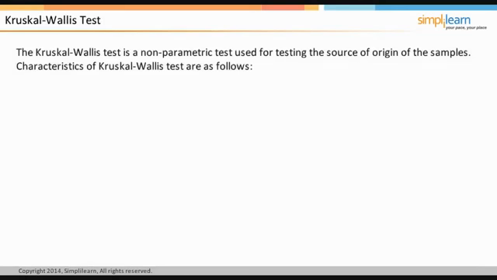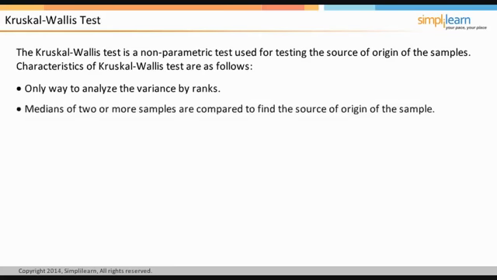In this screen, we will learn about the Kruskal-Wallis test. The Kruskal-Wallis test is named after William Kruskal and W. Allen Wallis. It is also a non-parametric test used for testing the source of origin of samples, for example, whether the samples originate from the same distribution or not. The characteristics of the Kruskal-Wallis test are as follows. It is the only way to analyze variance by ranks. This test compares the medians of two or more samples to find out if the samples are from different populations.